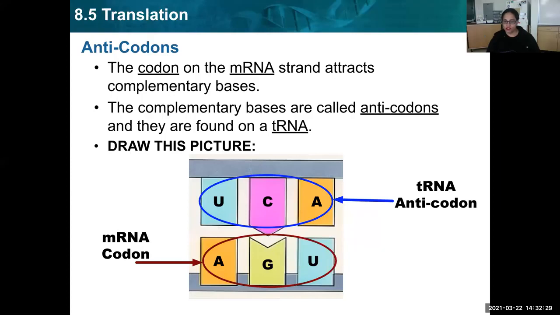Make sure you draw this picture. On the bottom, you have codons from an mRNA molecule. On the top, the nucleotides that pair with it are called anticodons, and they're found on a tRNA molecule. And the anticodon is not the only thing found on a tRNA molecule.